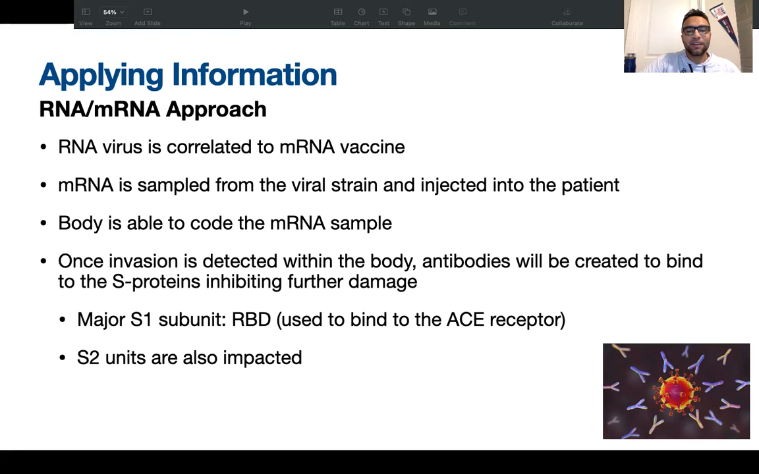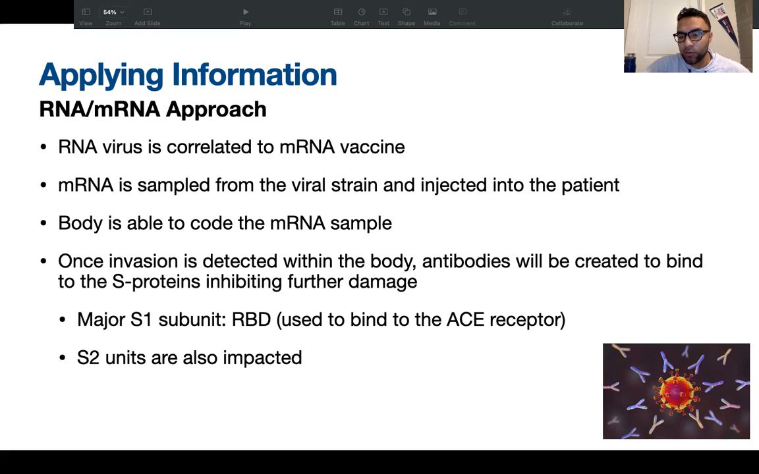So essentially, as mentioned in this next bullet point, the body is able to code the mRNA sample to create antibodies. That's the approach. And so once invasion is detected within the body, antibodies will be created to bind to the S proteins, inhibiting further damage. As we can see in the image to the bottom right, we have these Y-shaped structures, which are going to be our antibodies, just a diagram of it. And they are going to bind to the S protein.